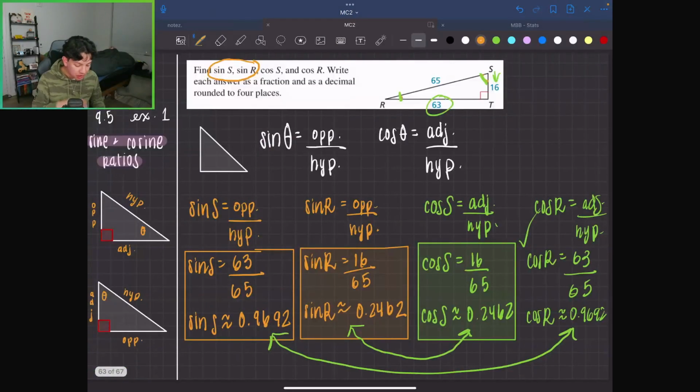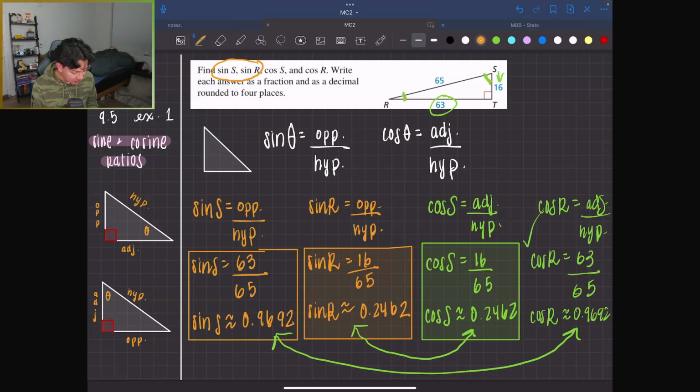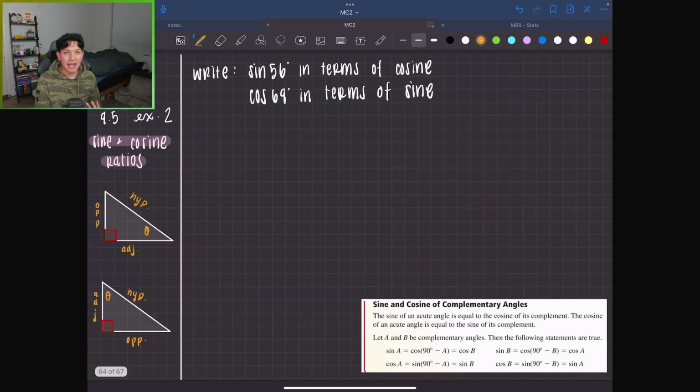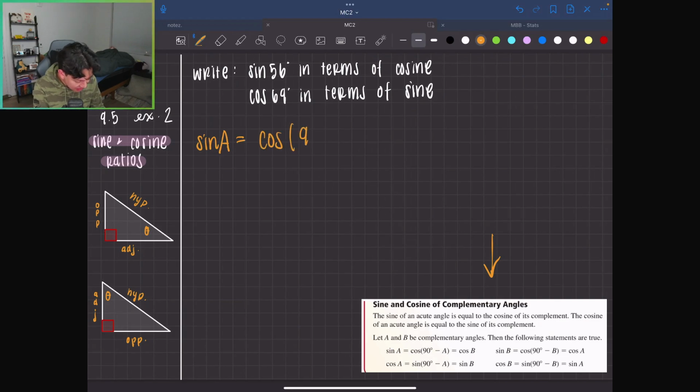In our previous example, we noticed the relationship between sine of s and the cosine of r. They're the same value, as well as the sine of r is going to be the same value as the cosine of s. So this is not by luck. This just means that the sine and the cosine work together. And so here's a little chart to help us remember these formulas. So the sine of A is the same thing as the cosine of 90 degrees minus that value of A.